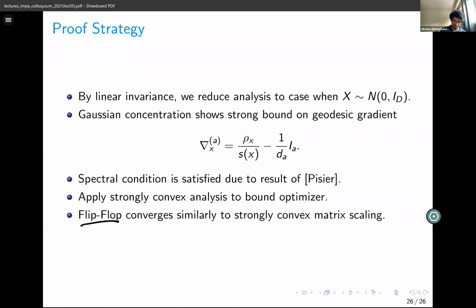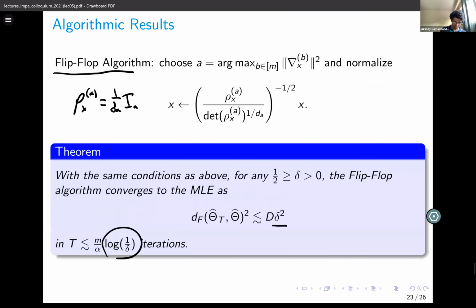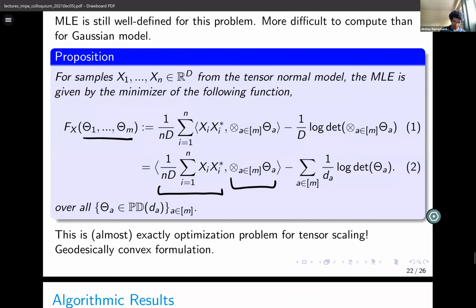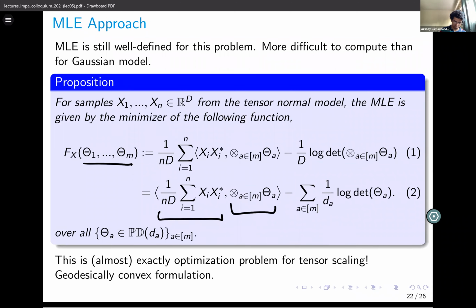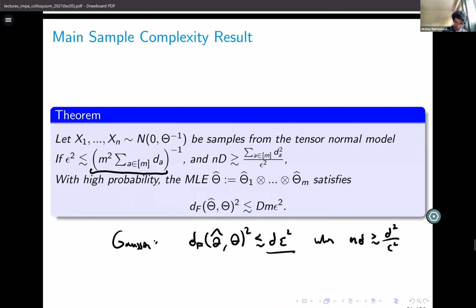So to recap on the theorems. As soon as the number of constraints that you've learned from the samples is some polynomial factor larger than the number of degrees of freedom, then you get epsilon error. So almost exactly what you get for the Gaussian. And this reduces exactly to tensor scaling. Cool. So that'll be the result.